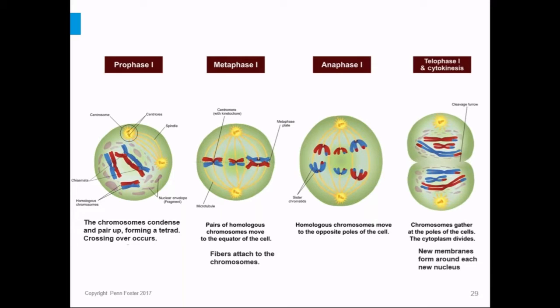And then telophase and cytokinesis is where you've got the chromosomes pulled onto separate sides, and the cytoplasm starts dividing in between it. So you can see that one cell is starting to divide into two, and new membranes are forming around each nucleus. So our chromosomes were kind of just floating out in the cytoplasm attached to the spindles. Now they're being sent into a nucleus.